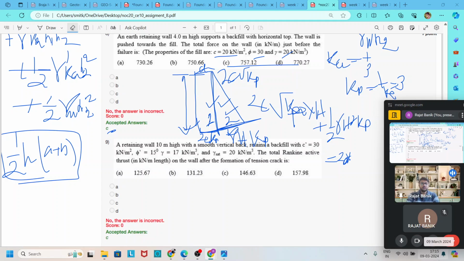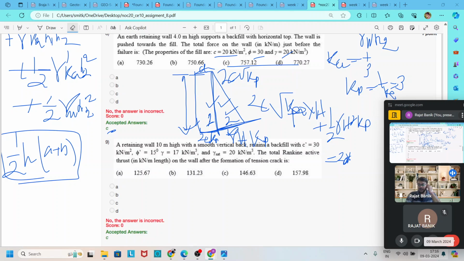Now, welcome back to this session again. This is the week 7 foundation engineering class. We are discussing the assignment problems, and we are on question number 9. Up to question number 8, we have solved all these problems. So we move on to question number 9.